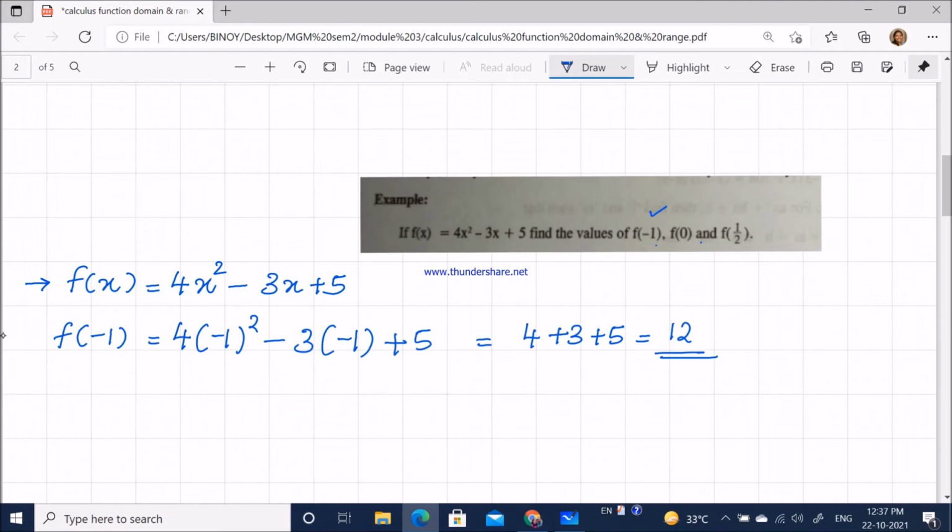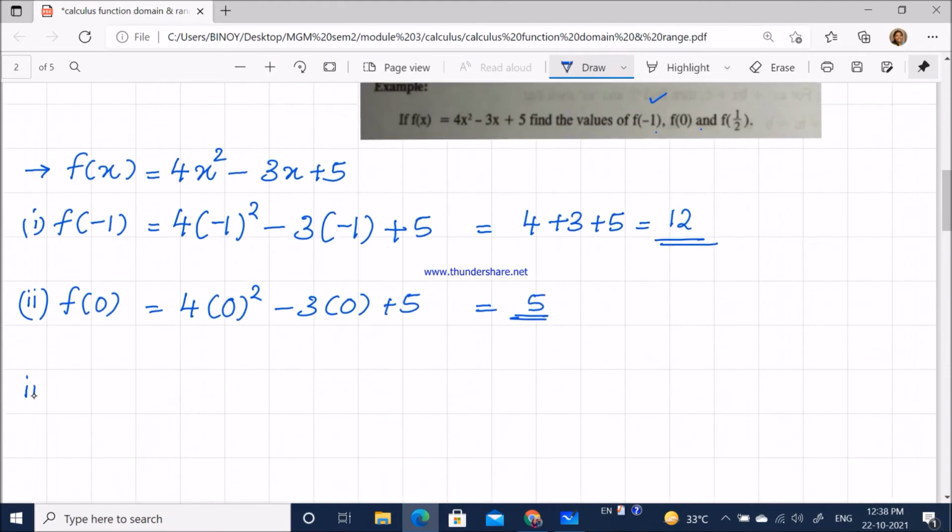Now the second question is what is f of 0. So we need to substitute the value of x as 0. So 4 into 0 square minus 3 into 0 plus 5, the value will be 5.